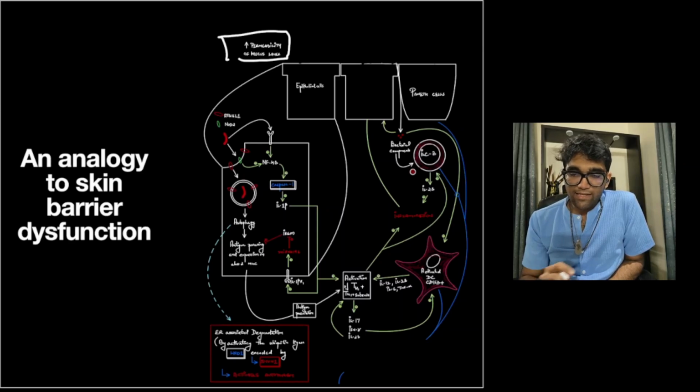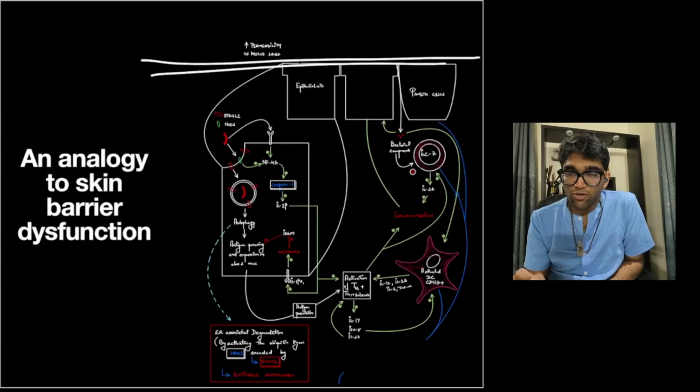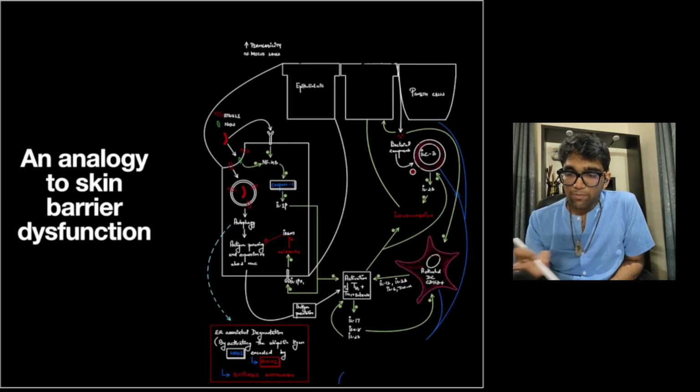So resulting in a Th2 polarized immune response that is primarily close to the surface of the mucosa, because obviously it is directed against proteins that are coming in through the spaces in between the epithelial cells.